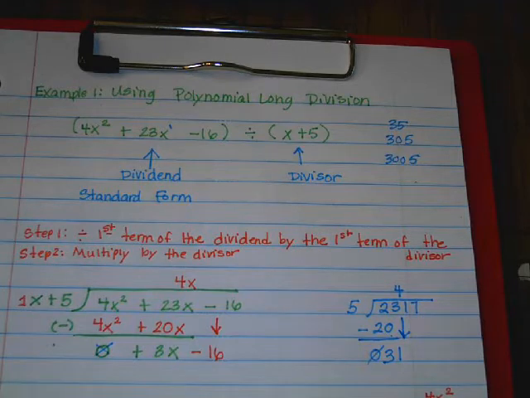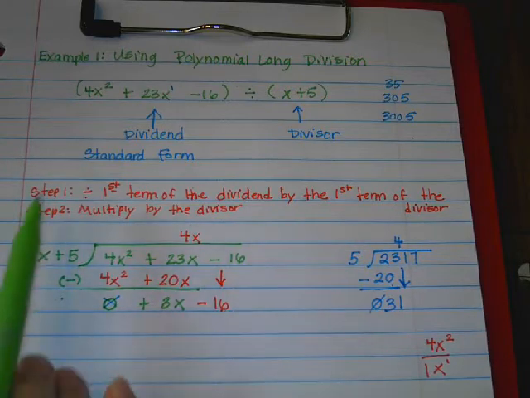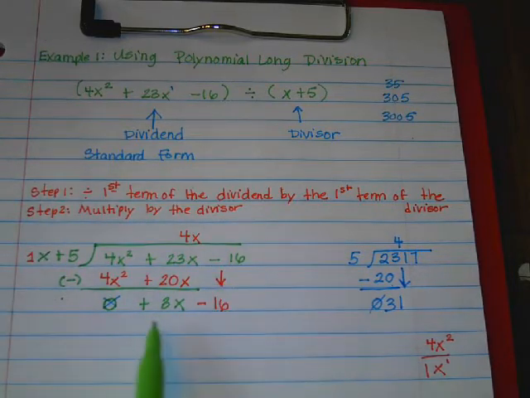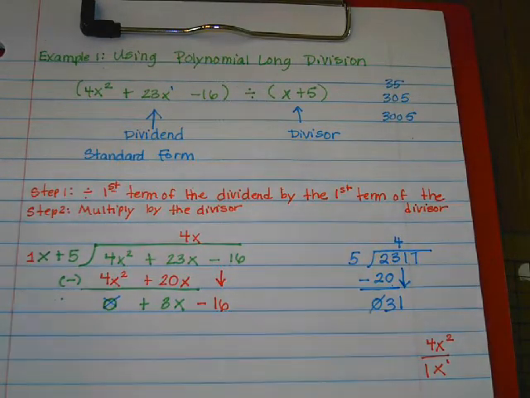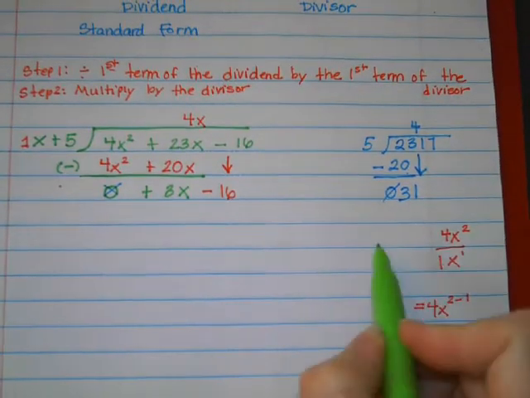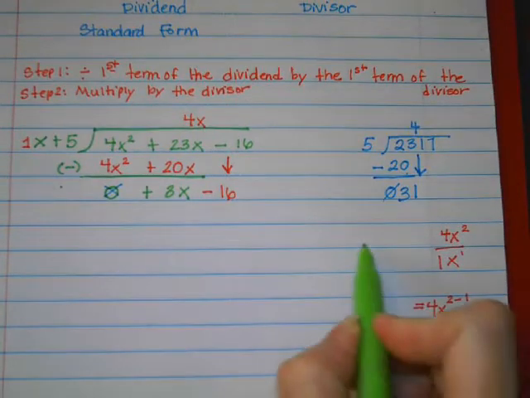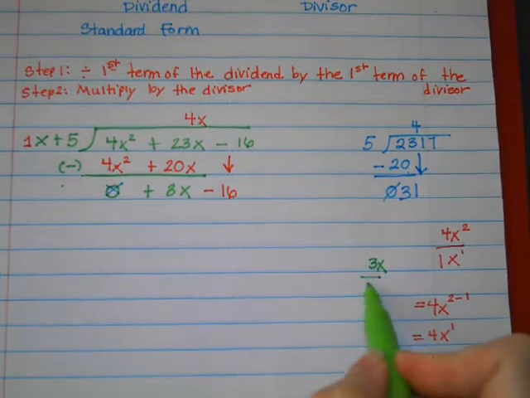So then we're going to start our process all over again. Okay, so now we're going to go back and repeat our step 1 all over again. We're going to take the first term. Now our dividend is 3x, and we're going to divide it by the first term of our divisor, which is regular x. I'm going to come over here, bring this back up again on the screen. Okay, so we're going to take our dividend again, 3x, and we're going to divide it by the first term of our divisor, which is that 1x.